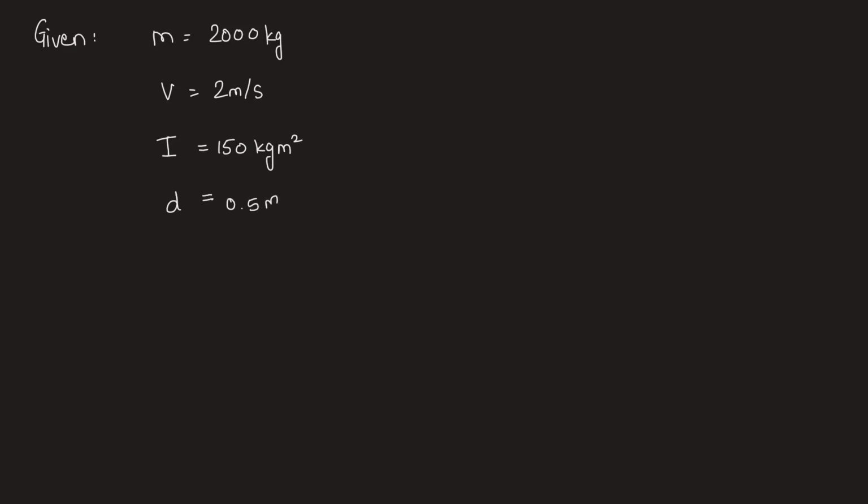And we have to find out the energy absorbed by the brake, which will be nothing but the difference between initial energy and final energy of the brake. So we can write it as delta E, which is nothing but energy absorbed. So as I said, this energy absorbed is nothing but initial energy minus final energy of the brake.